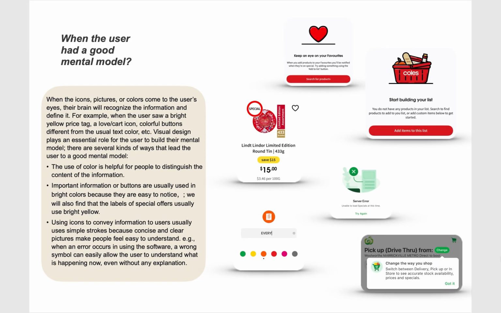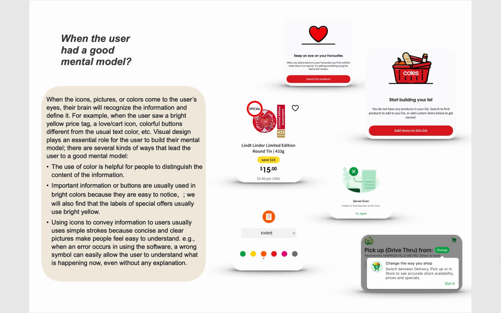To talk about when the user has a good mental model and what visual design has influenced that: when icons, pictures, or colors come to the user's eyes, their brain will recognize the information and define it. For example, when the user sees a bright yellow price tag, a love or card icon, and colorful buttons that differ from the standard text color, visual design plays an essential role for the user to build their mental model.